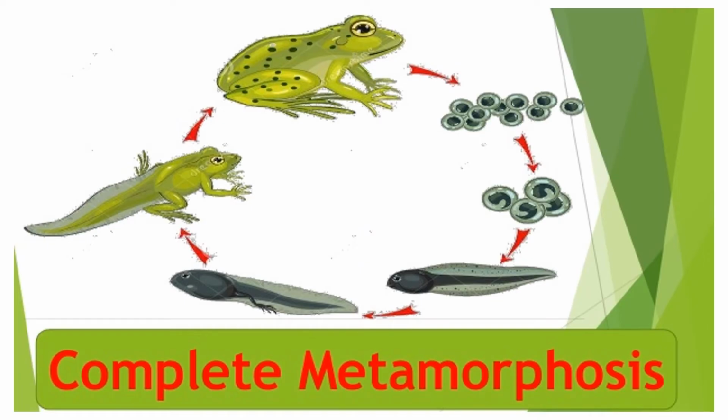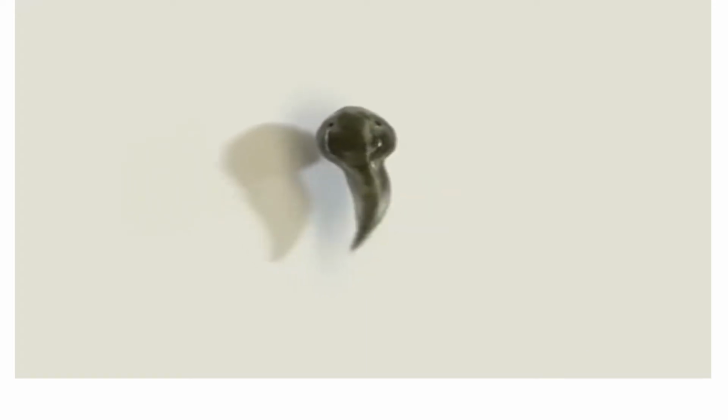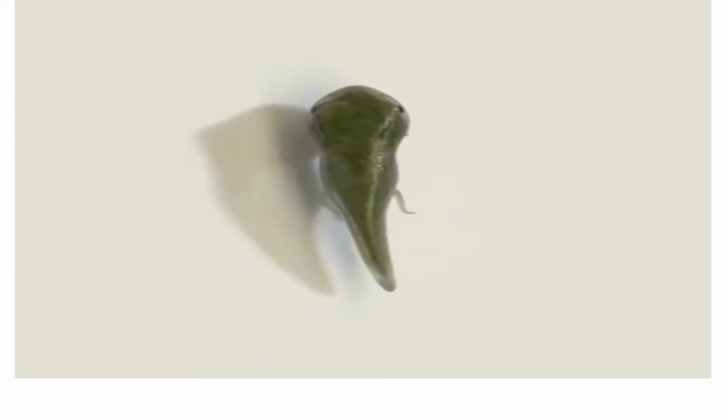Frogs and toads, amphibians, also grow by a complete metamorphosis, but of course the stages are different. We don't have a larva or a pupa. We have a tadpole and a froglet and a frog. Here you can see a tadpole undergoing metamorphosis to become an adult frog.